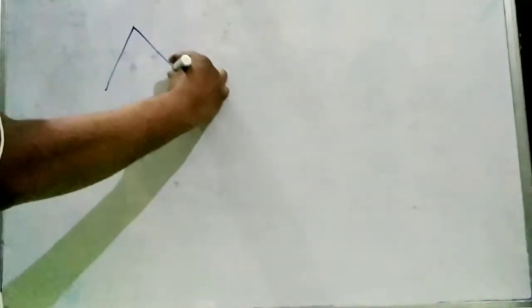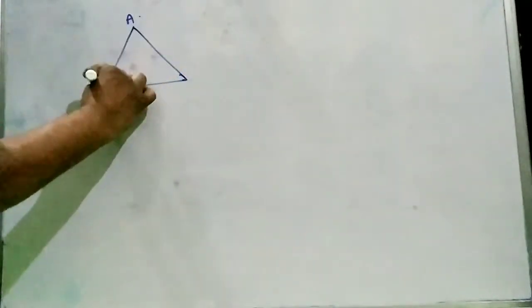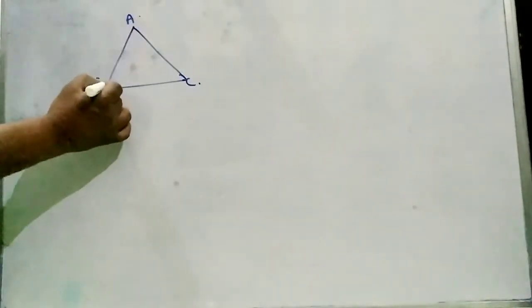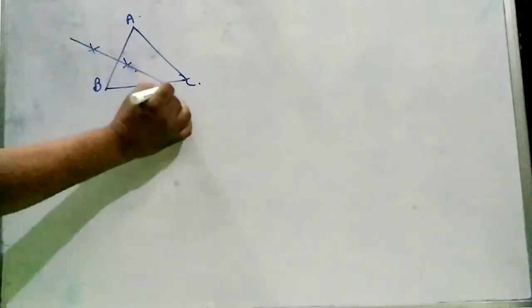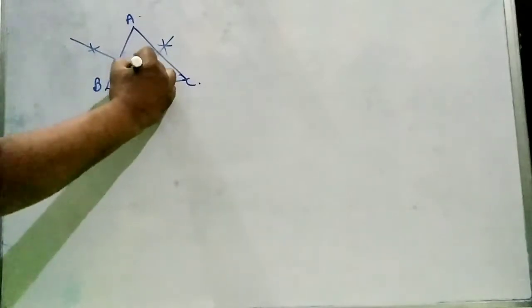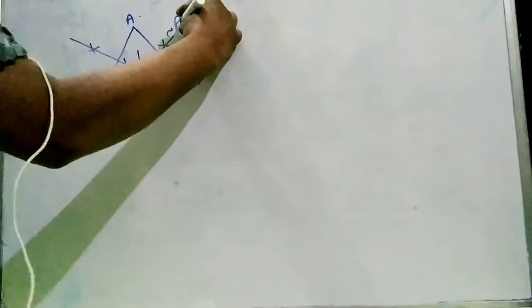Now the other properties of a triangle. Suppose this is a triangle ABC. If we draw the perpendicular bisectors of the lines AB, BC and CA, these are the perpendicular bisectors.